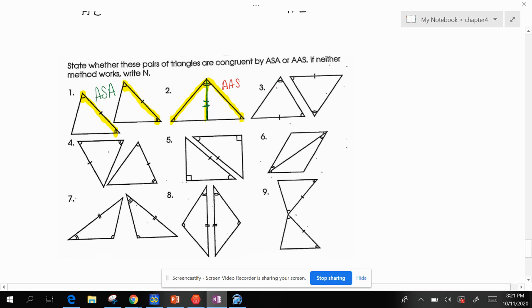All right, hopefully you noticed I have an angle, nothing, an angle, and a side marked. And on this guy, I have an angle, nothing, an angle, and then a side mark. So this is AAS.